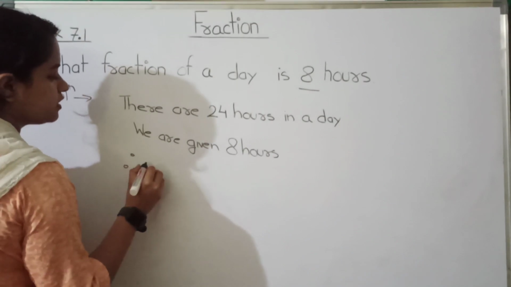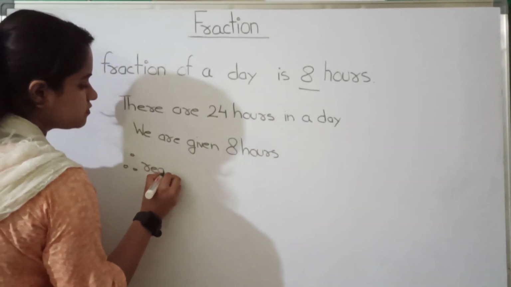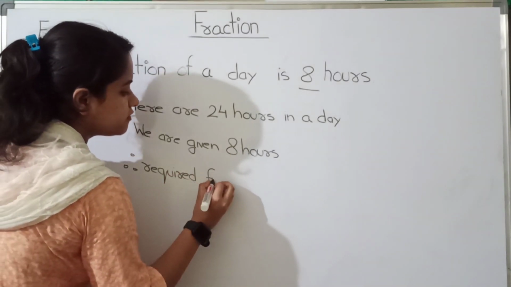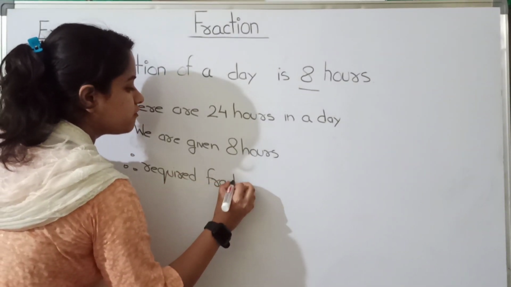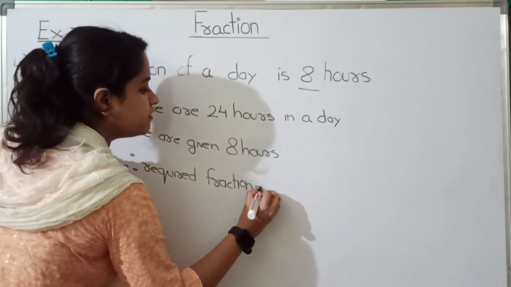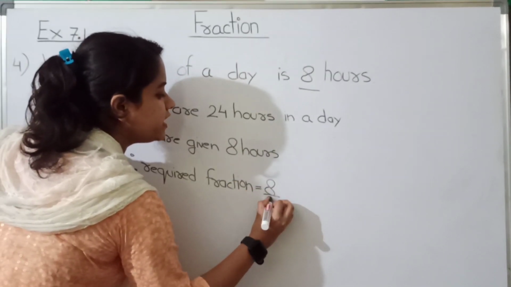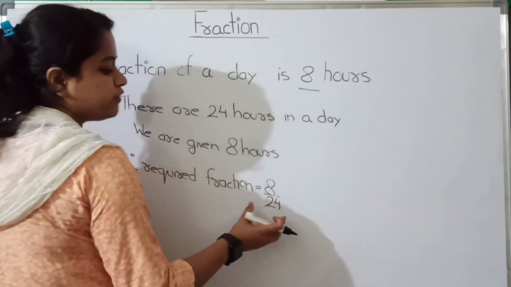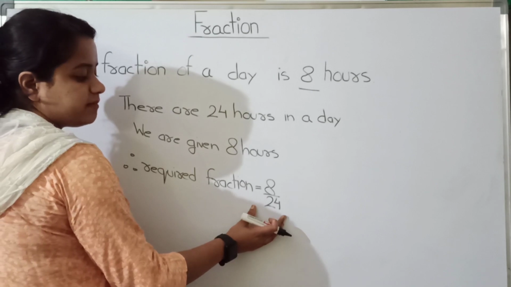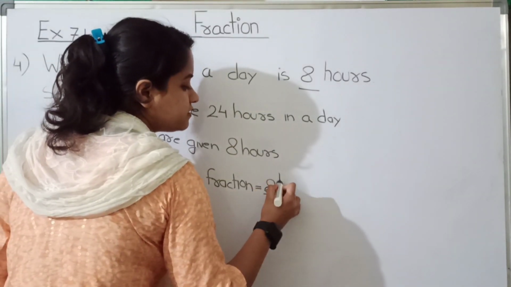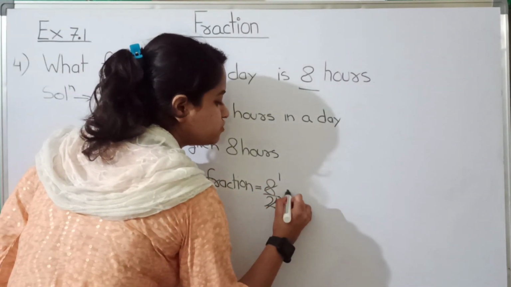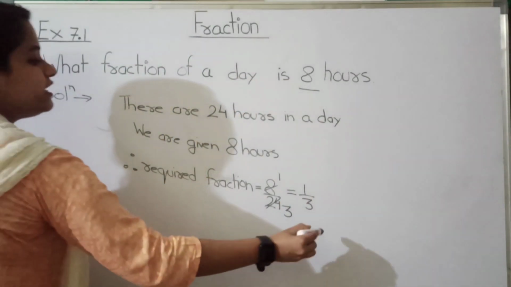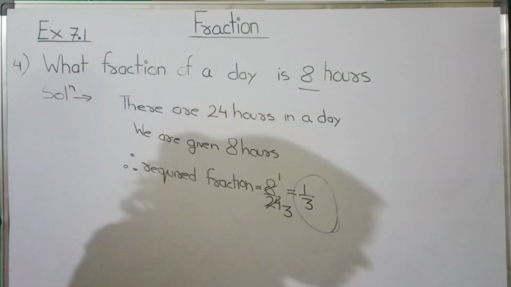Therefore the required fraction will be 8 divided by 24. So we can divide it, 8 by 24. It is divisible by 8. So 8 ones are 8, 8 threes are 24. So answer will be 1 by 3. So 1 divided by 3 is our answer.